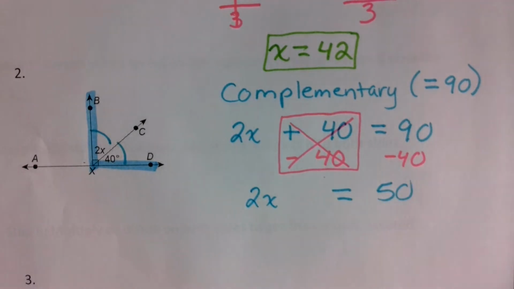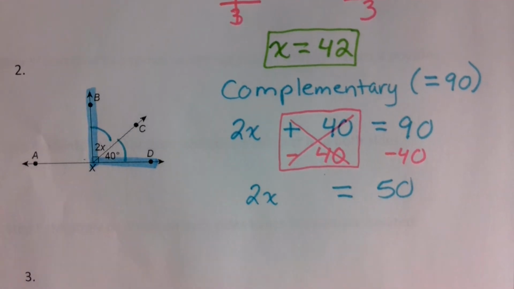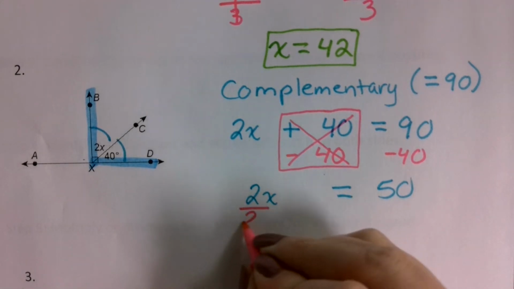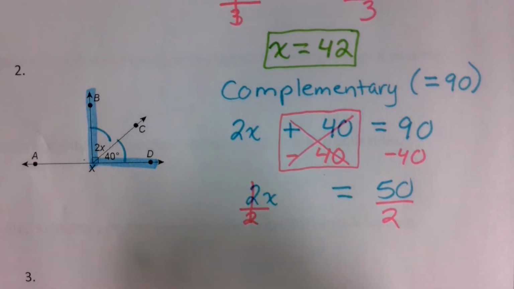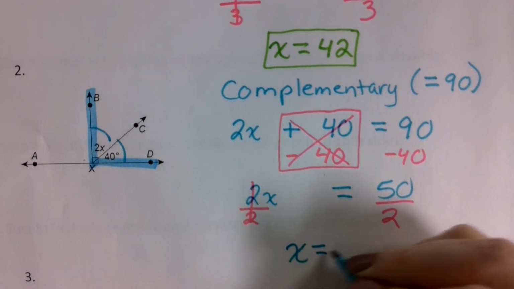What is our last step? How do we simplify this one now, Kyle? 50 divided by 2. Good. We're going to divide both sides by 2, and that's going to get x isolated, and we'll get x is equal to 25.